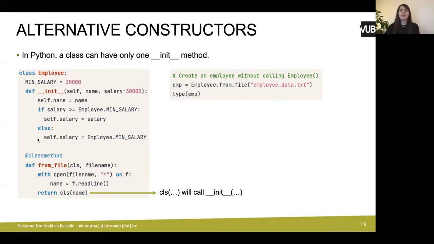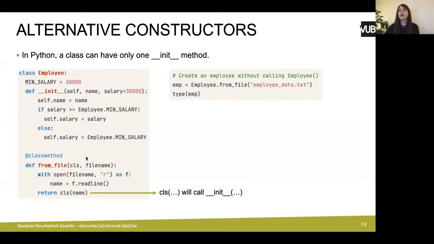So we have a class here. It has a class variable. This is the constructor. The first element is self, then name and salary, which are instance variables, and again here. So now I want to have an alternative constructor. Sometimes you want to, for example, here I can create an object of Employee with name and salary in my hands.